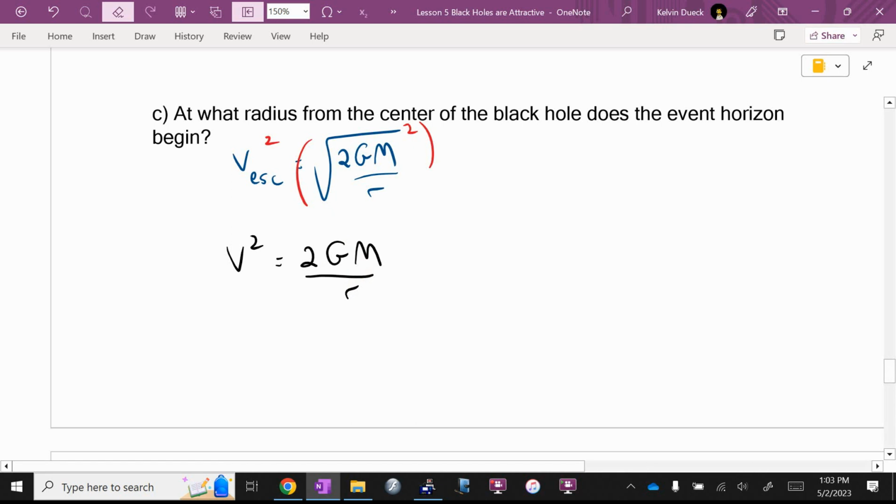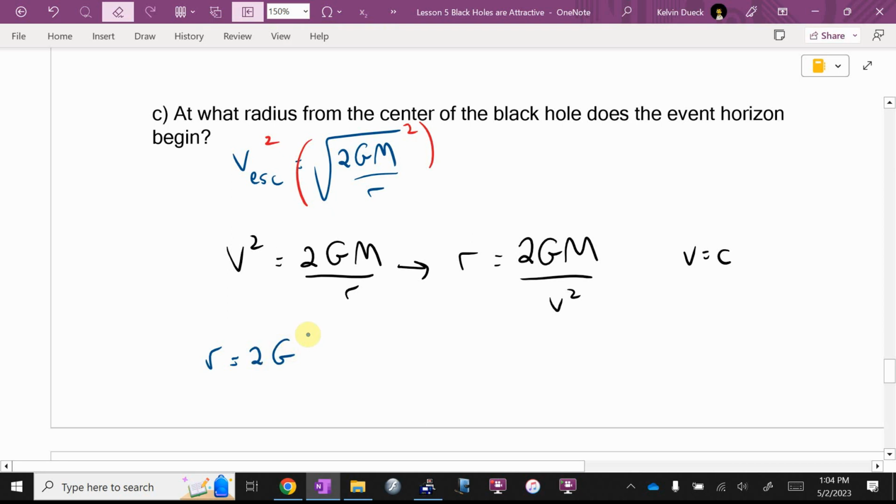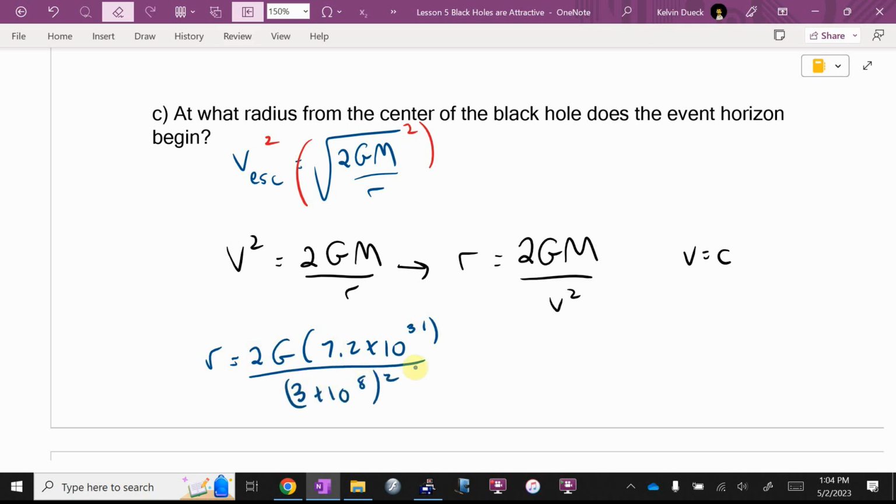Where is the r right now? I'll get r equals 2 big G big M over v squared. And then to find where the event horizon begins, I'm going to let v equal c, the speed of light. This time, because it's new, I'll write out the numbers. R is going to be 2 big G. Ruby, I've scrolled down. What was the mass? 7.2 times 10 to the 31. Thank you. All over 3 times 10 to the 8th squared.